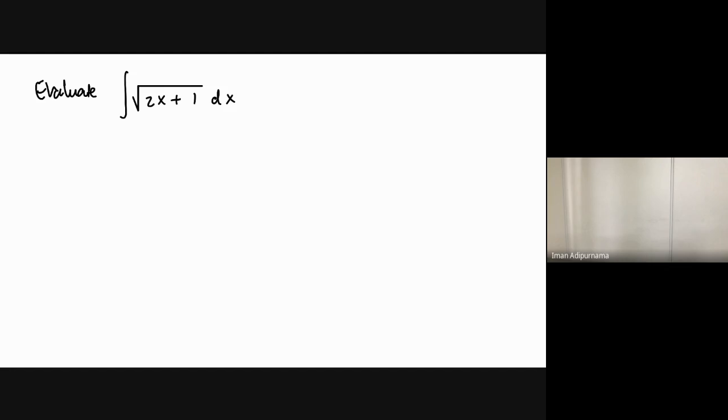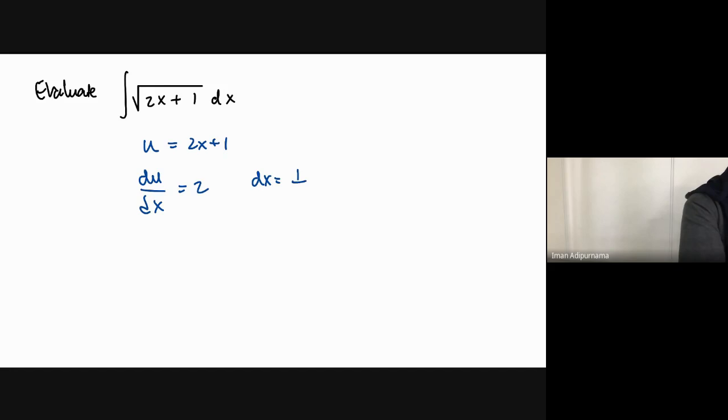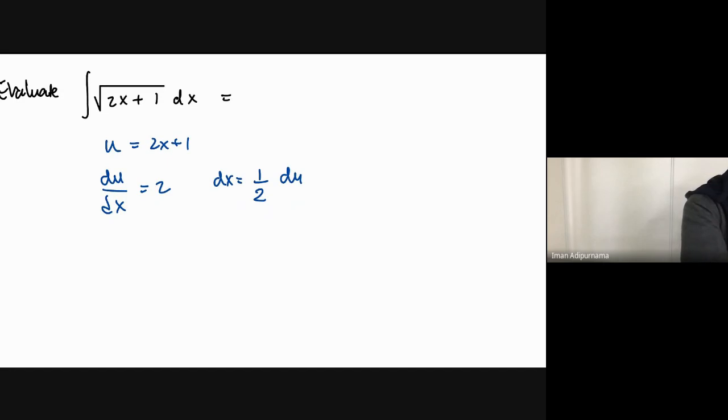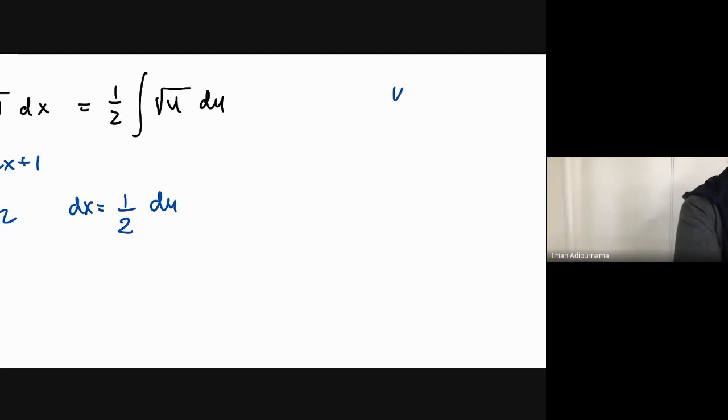Okay. So probably most of you did the u-substitution and tried to substitute u as 2x plus 1 like this, right? And your du/dx is 2, so your dx will be half du. So we can write this half, and then this is u to the half. And then we simply integrate the u with power of half, and this will result in u to the 3 over 2, over 3 over 2, right?